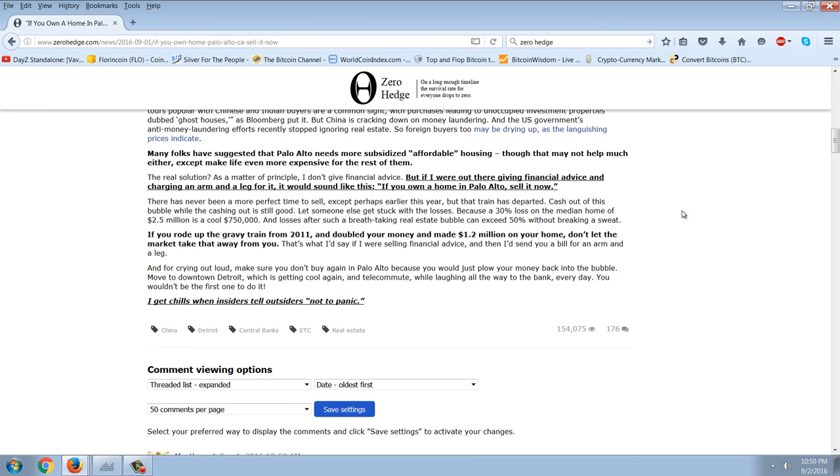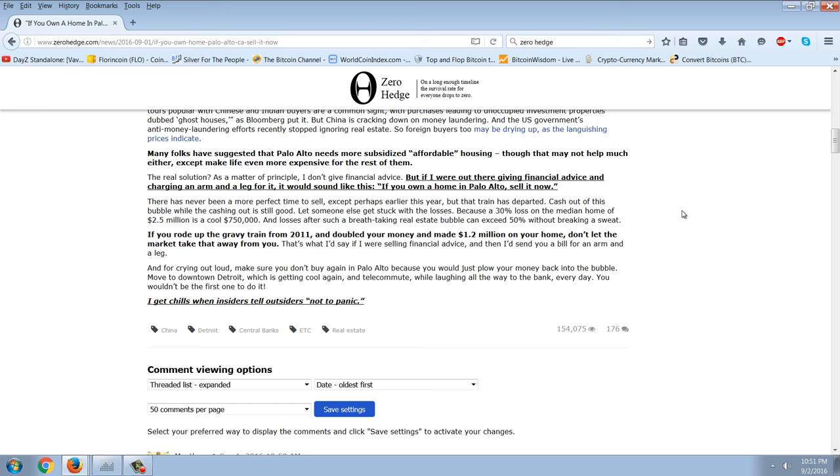Many folks have suggested that Palo Alto needs more subsidized affordable housing, though that may not help much either, except make life even more expensive for the rest of them. The real solution, as a matter of principle, I don't give financial advice, but if I were out there giving financial advice and charging an arm and a leg for it, I would sound like this. If you own a home in Palo Alto, sell it now. There has never been a more perfect time to sell, except perhaps earlier this year, but that train has departed. Cash out of this bubble while the cashing out is still good.